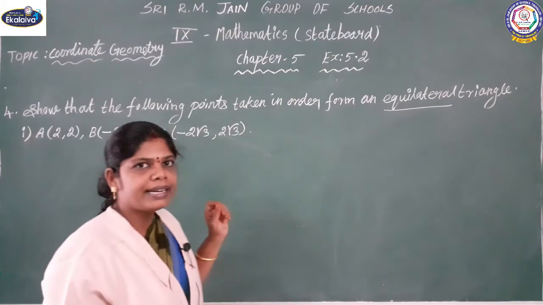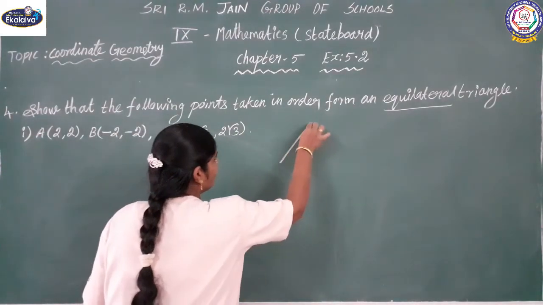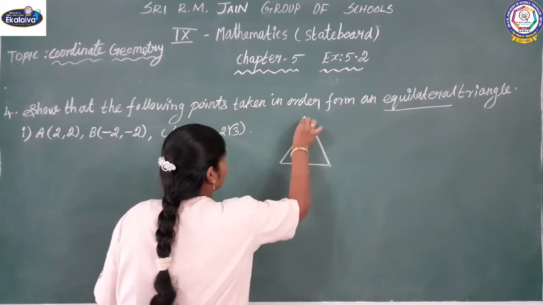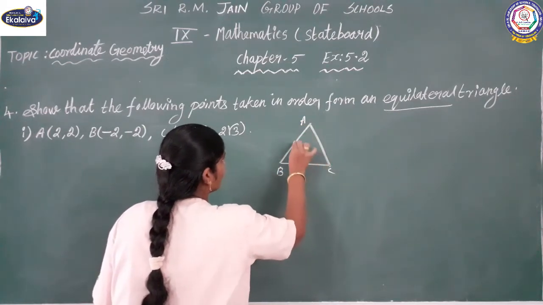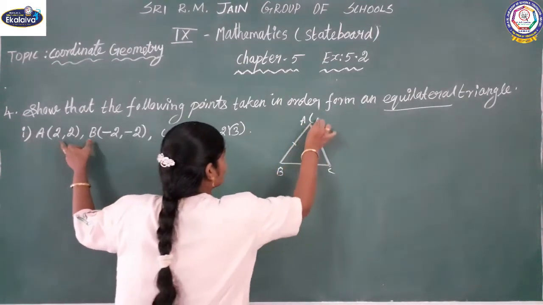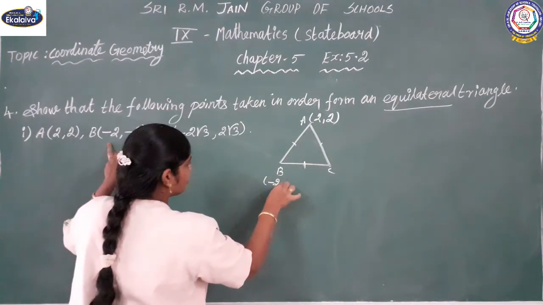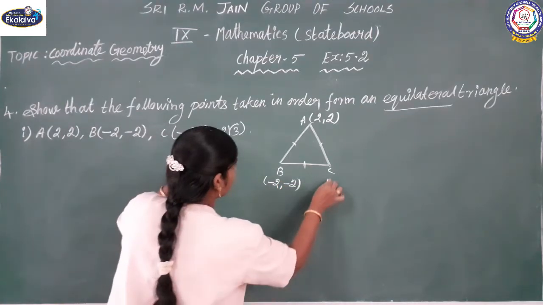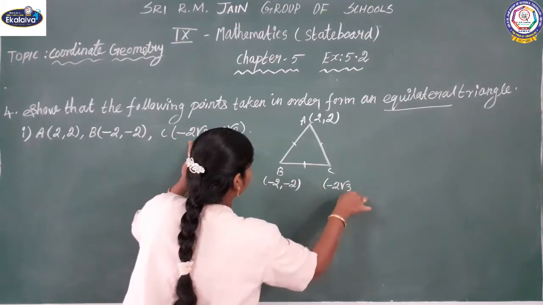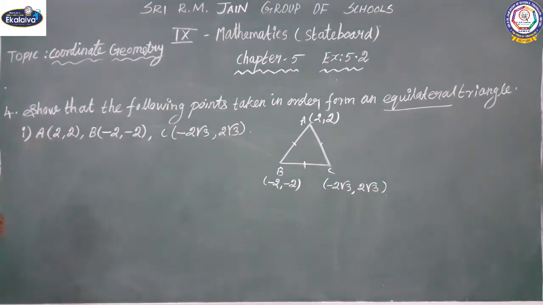Equilateral triangle means all the sides are equal in a triangle. See here, A, B, C, all the sides are equal. So what are the vertices? Here A is 2 comma 2, B is minus 2 comma minus 2, and C is minus 2 root 3 comma 2 root 3. See here, we are going to find the distance of all the sides.